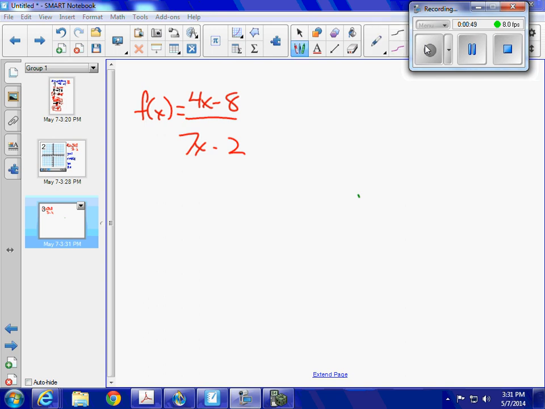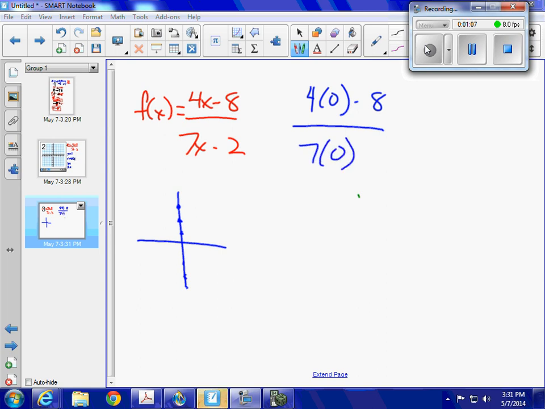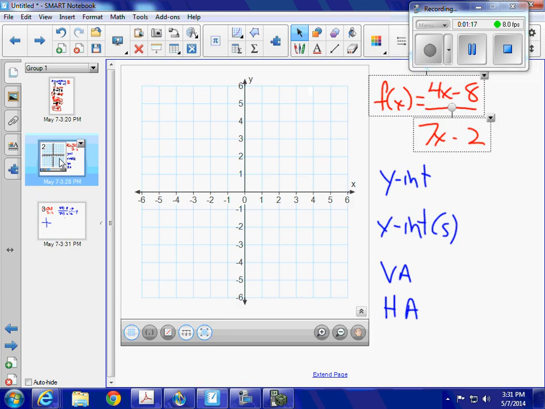If you remember, when I have a graph, every time I intercept the y-axis, my x value is 0. So to find the y-intercept, all I need to do is put 0 in for x. So that's 4 times 0 minus 8 over 7 times 0 minus 2. So that's equal to negative 8 divided by negative 2. So my y-intercept is positive 4. I'm going to first mark that right here on my graph. Positive 4 is my y-intercept. I'll even put it here, equals 4.